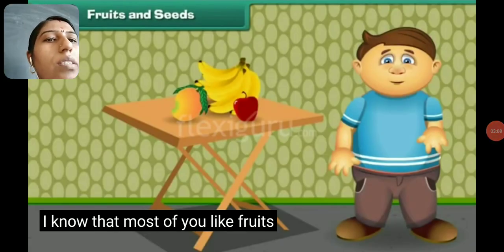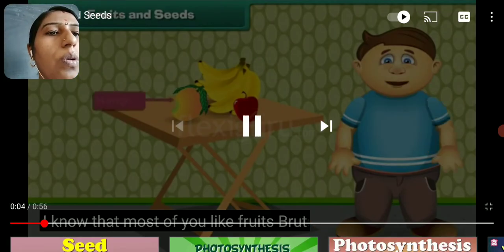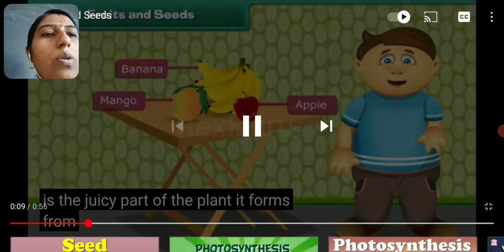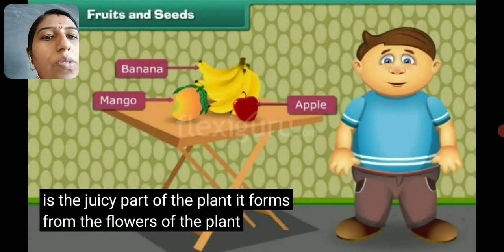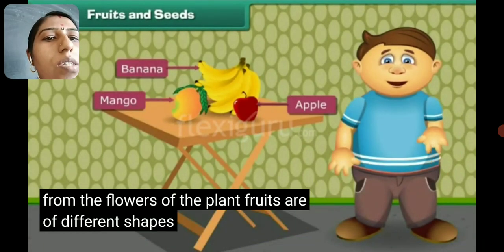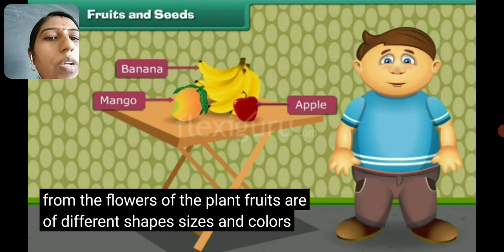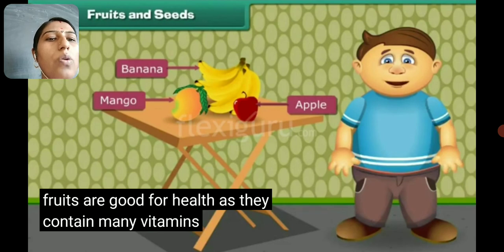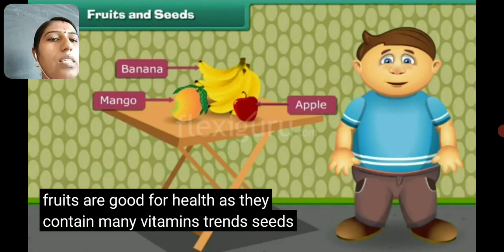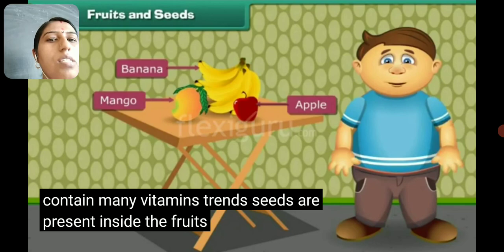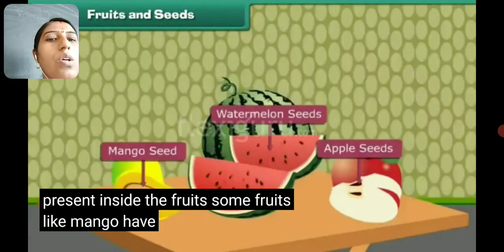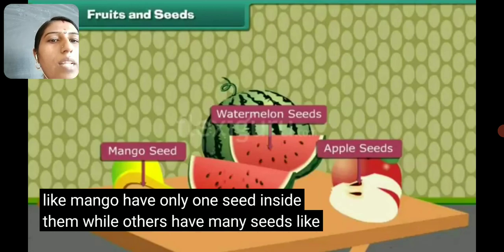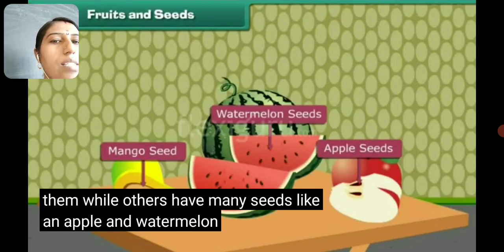Yes, I know that most of you children like fruits. Yes, banana, apple, mango. Yes, different fruits are there. So from the flowers of a plant, fruits come in different shapes, sizes and colors. So fruits are good for health as they contain many vitamins. Then seeds are present inside the fruit. So some fruits like mango have only one seed inside, while others have many seeds inside.